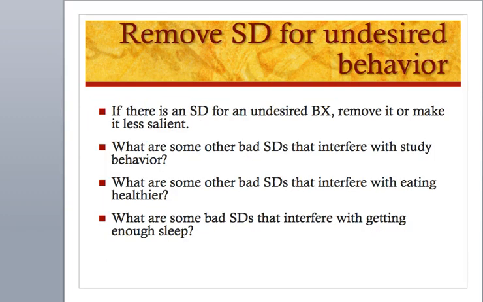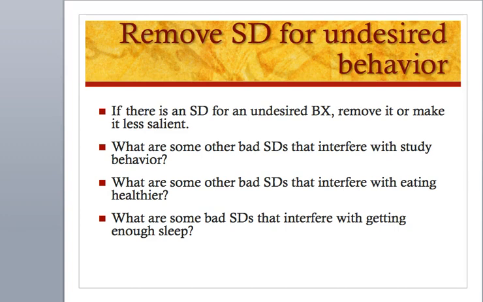Now, another thing you can do is remove the SD for the undesired behaviors. So if there is an SD for an undesired behavior, your task as an intervention specialist would be to figure out what it is and remove it or make it less salient. I've always recommended that in the dorms, we should have big recycle trash cans and very small garbage cans, so that people are more likely to throw their recyclables in the recycle container and preserve that small space for true trash. And I think that it would make it more salient, it would make it more noticeable, and it would encourage more recycling.